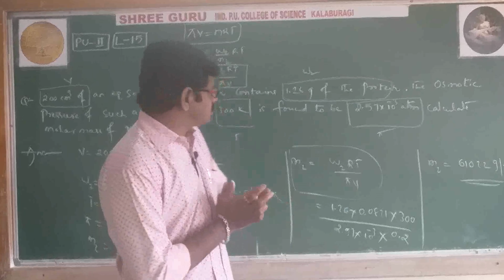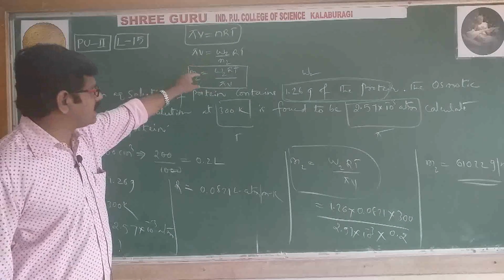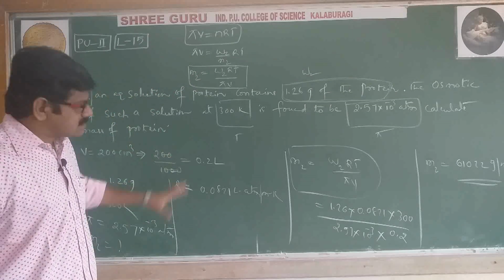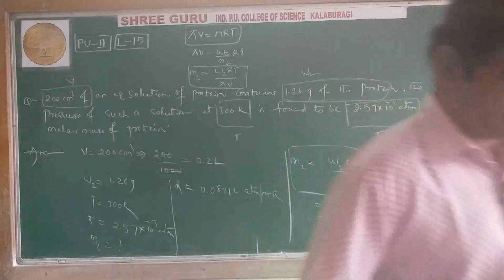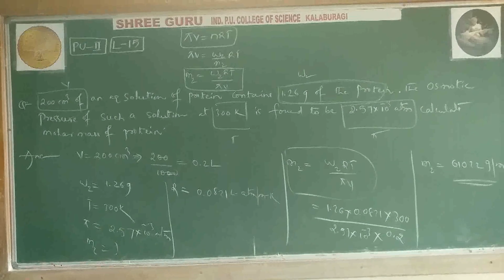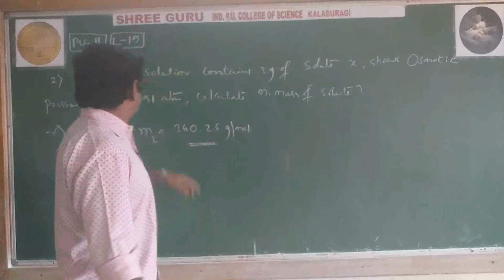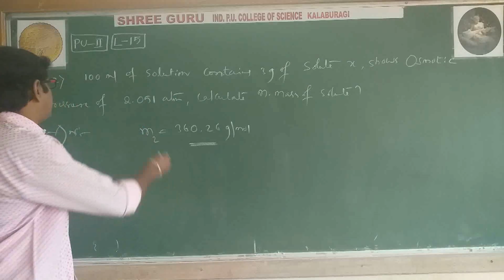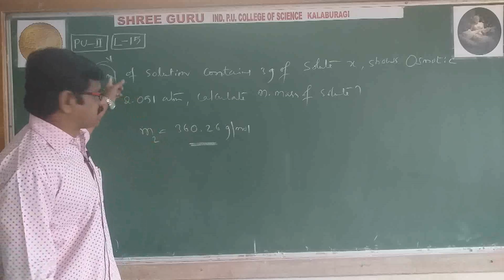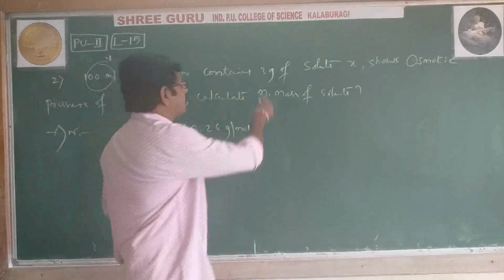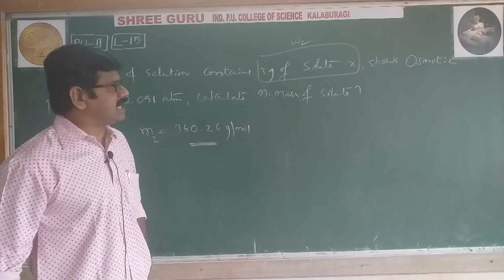That's it. This is one question on the molar mass formula for solutions. Next, one more question with a similar formula. The next question is quite similar to the previous one. 100 milliliters of solution, so the volume is again given in milliliters and we have to convert it into liters. The solution contains 3 grams of solute X, which is W2, the mass of solute.